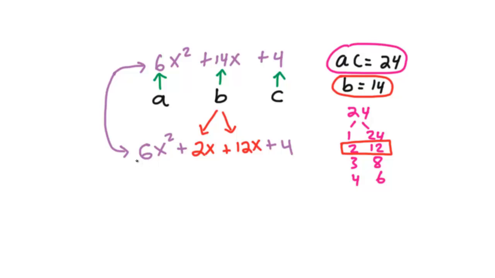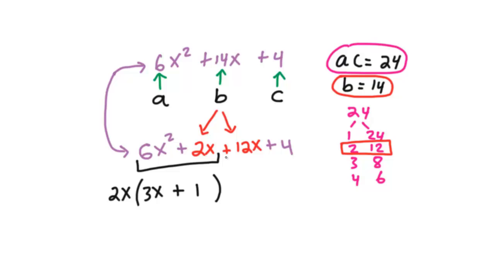The next step is to take a look at the first two terms and factor out the GCF. So for 6x squared plus 2x, the GCF is 2x. So we'll pull out the 2x, and what's left inside is a 3x, because 2x times 3x will give you the original 6x squared, and then plus 1, because 1 times the 2x will give you the original 2x.